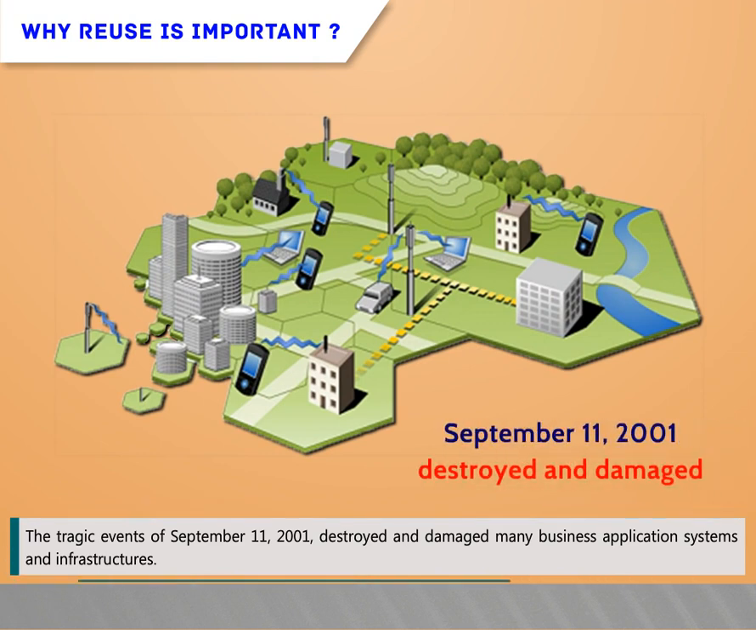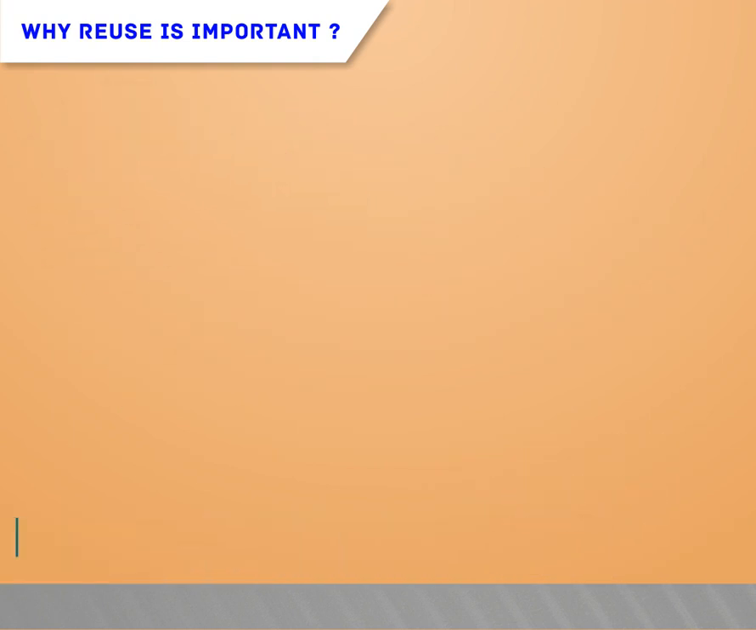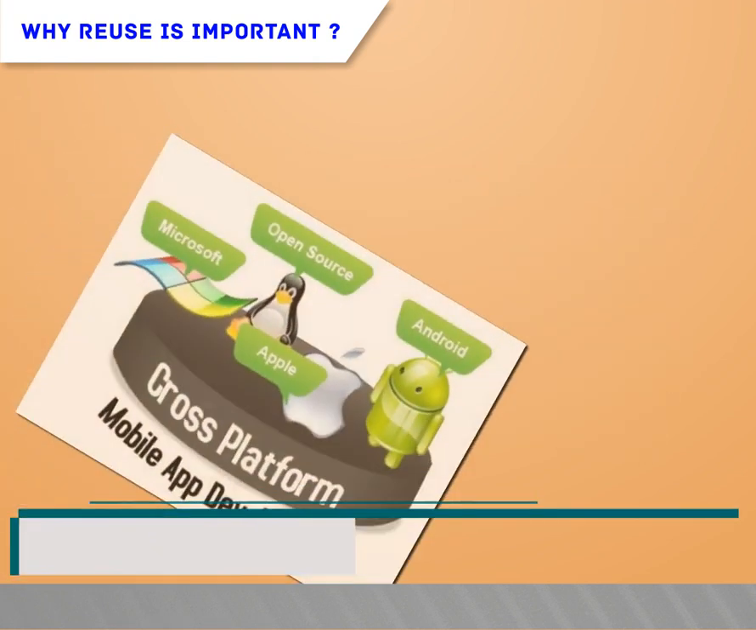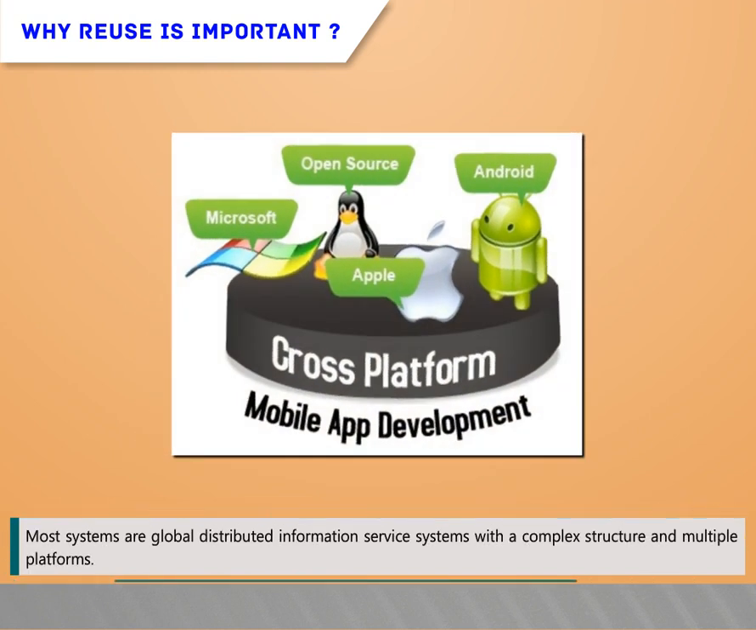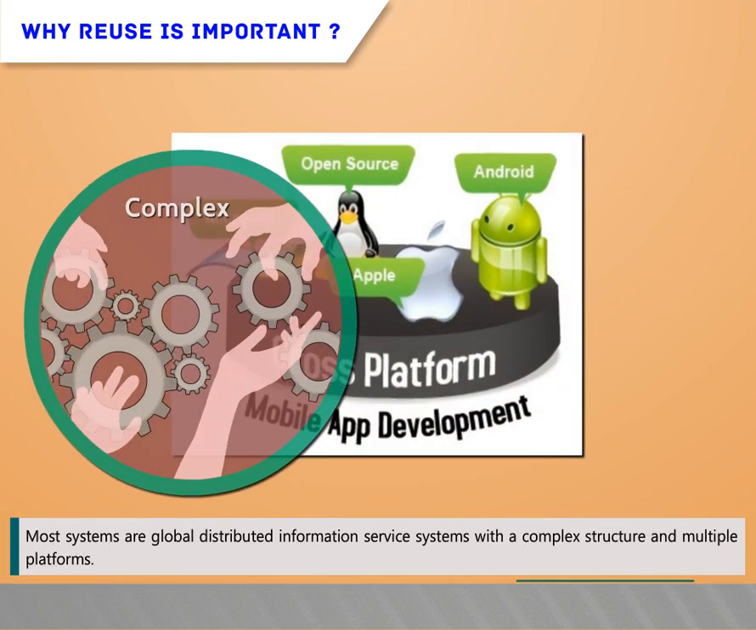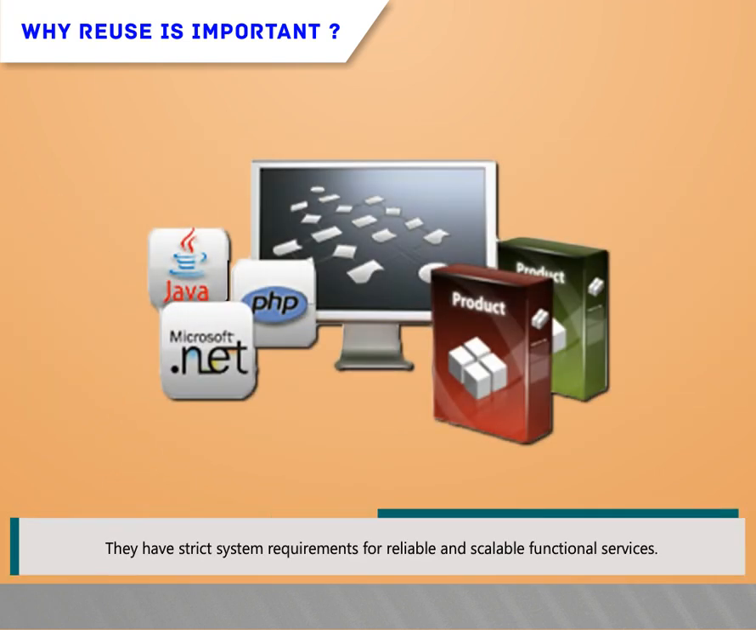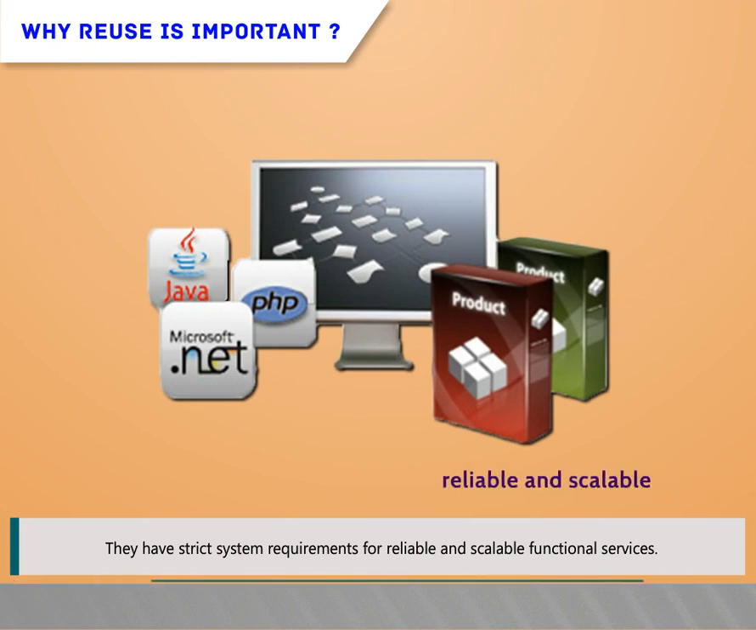The tragic events of September 11, 2001 destroyed and damaged many business application systems and infrastructures. This has driven a strong demand for setting up new secured application systems and information services to replace out-of-date systems in businesses and government agencies. Most systems are global distributed information service systems with a complex structure and multiple platforms. They have strict system requirements for reliable and scalable functional services.